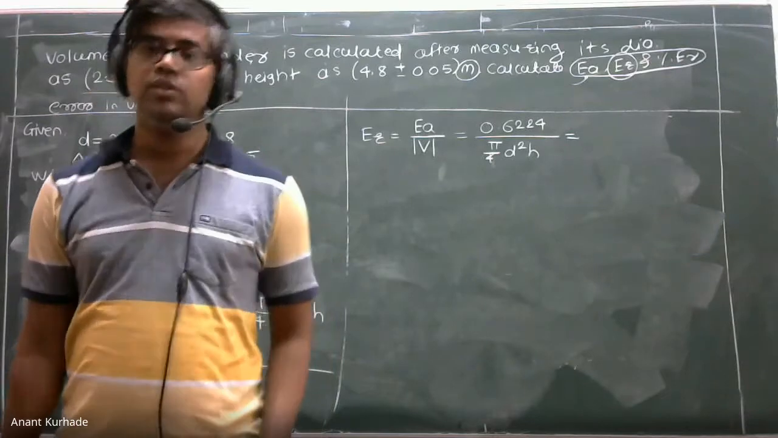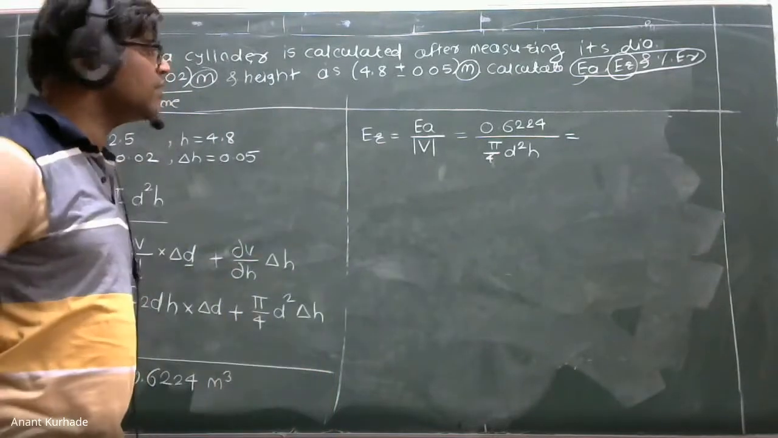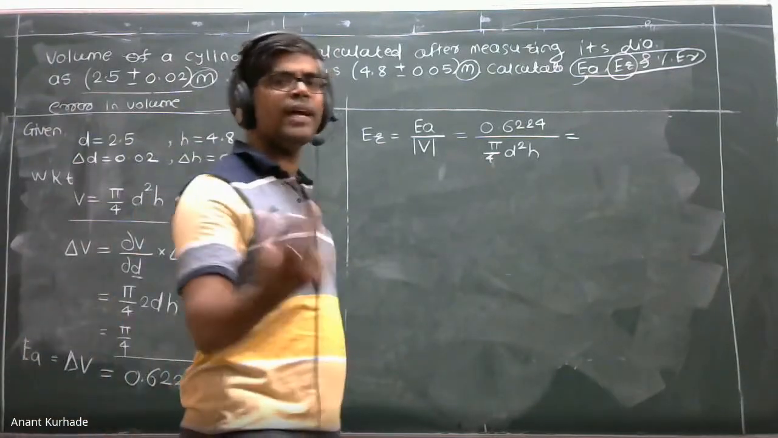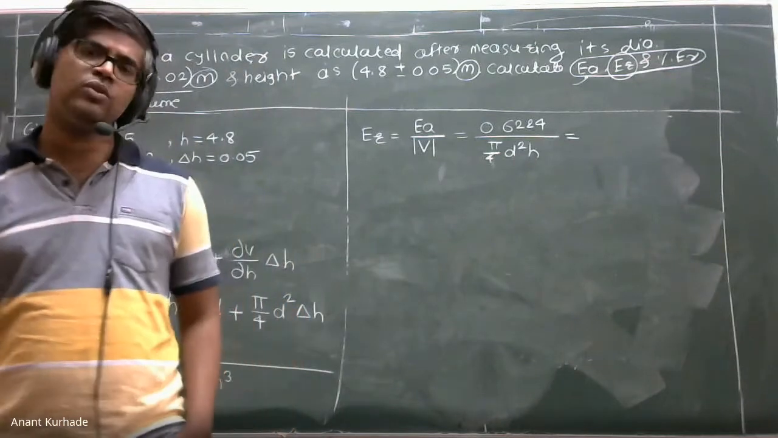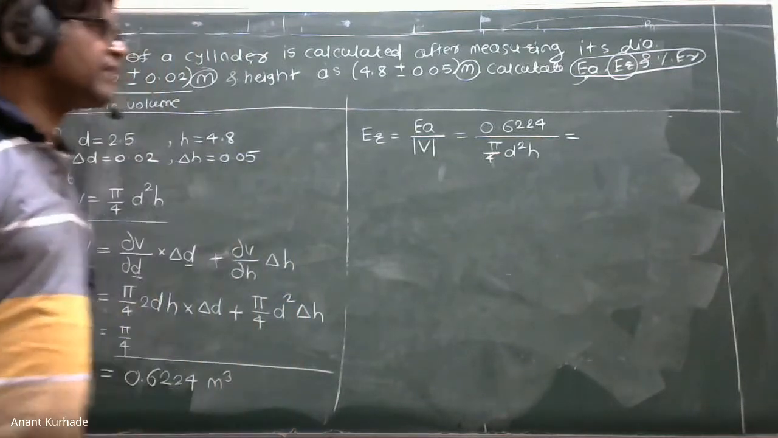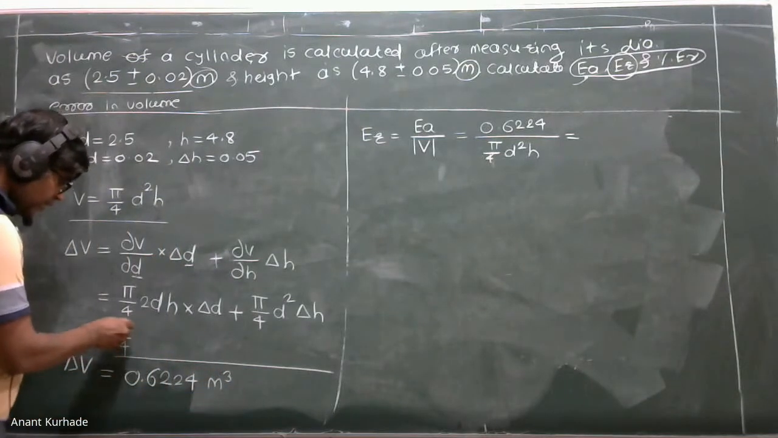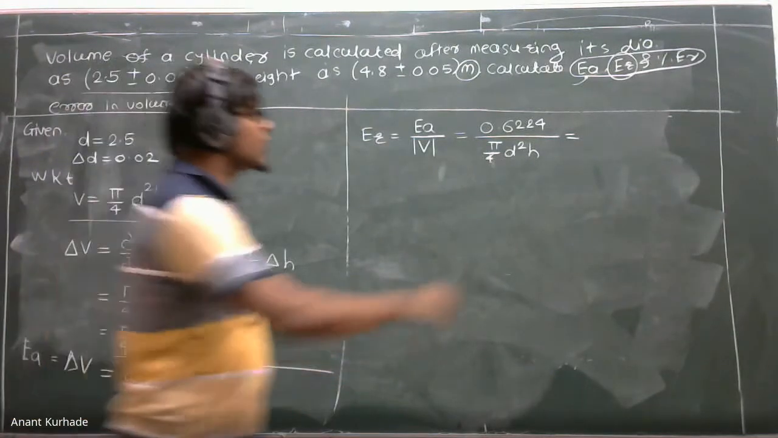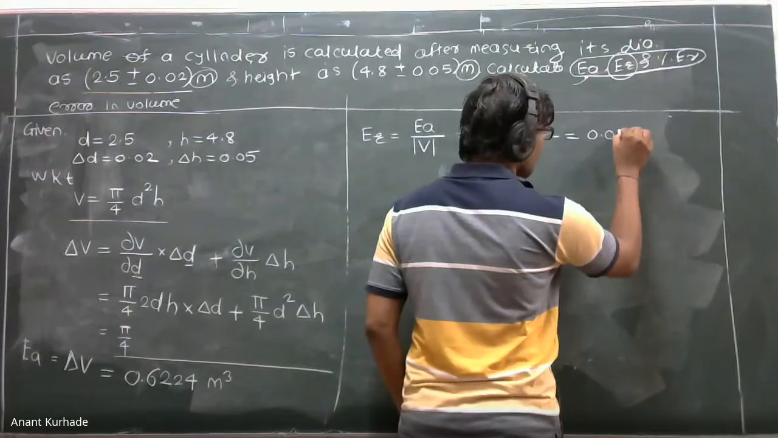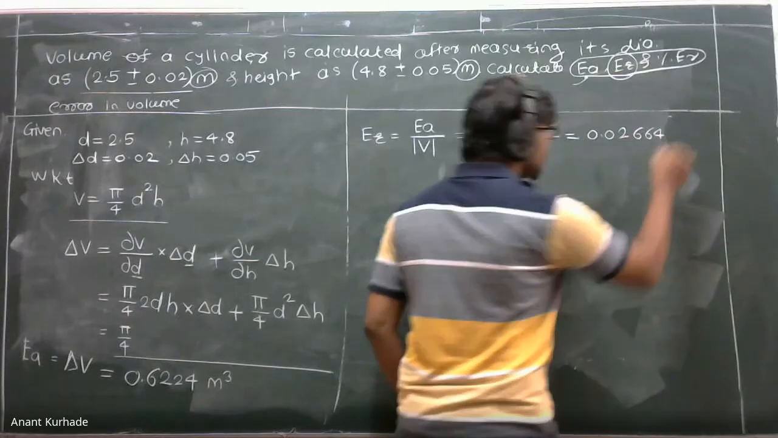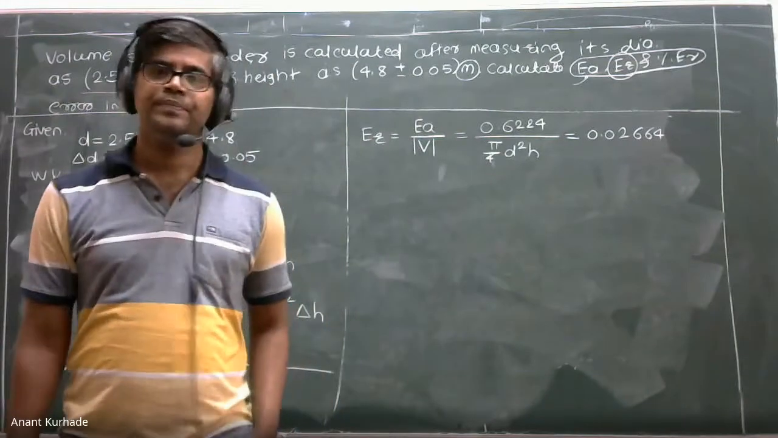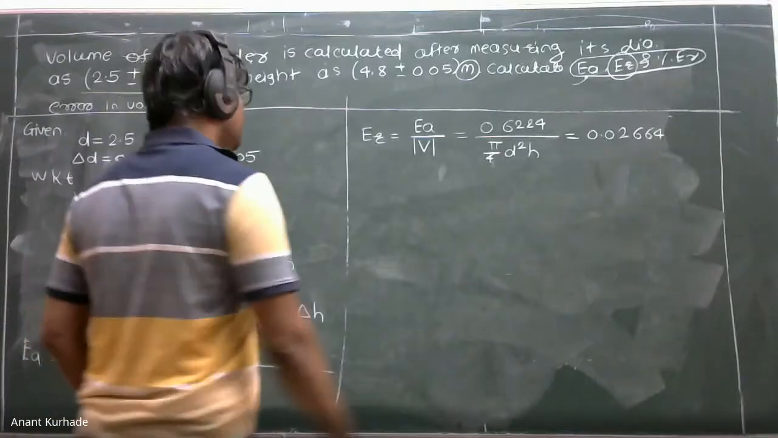And once you do any single calculation, please cross check. It will take 5 seconds, max 5 seconds, to cross check your answer. Type it on your calculator. It is 0.02641. What is its unit? No unit, simple. Relative error is a ratio.